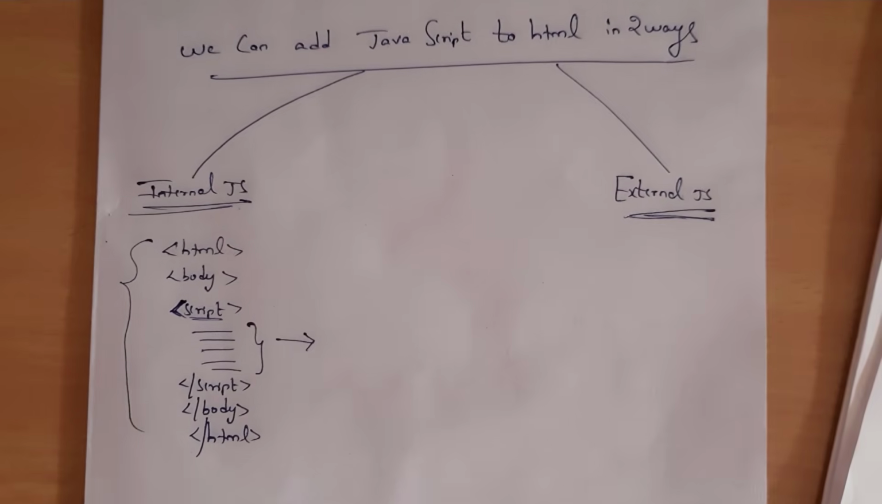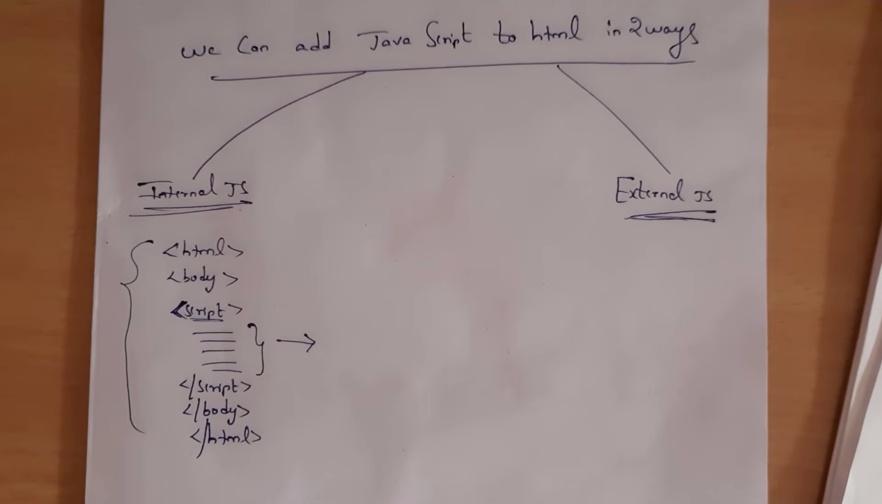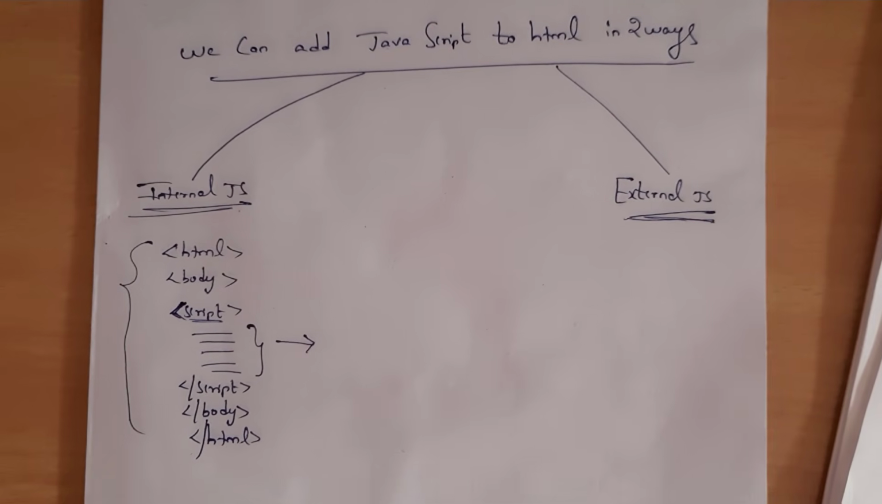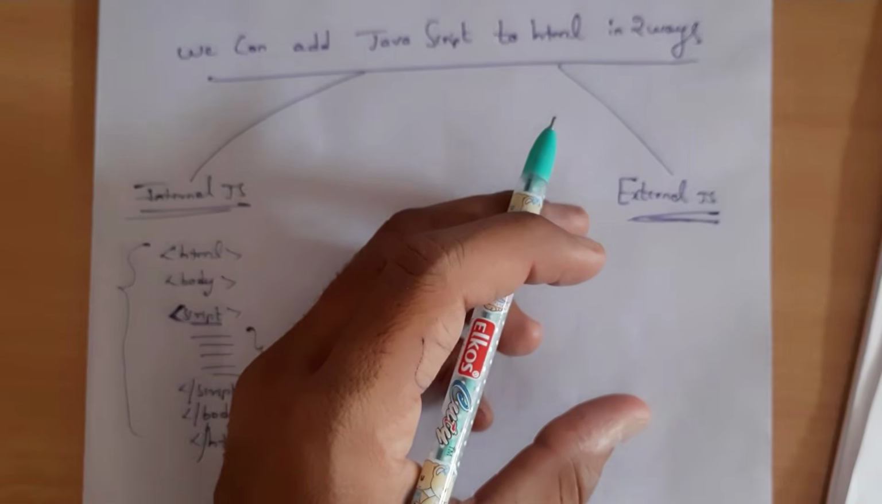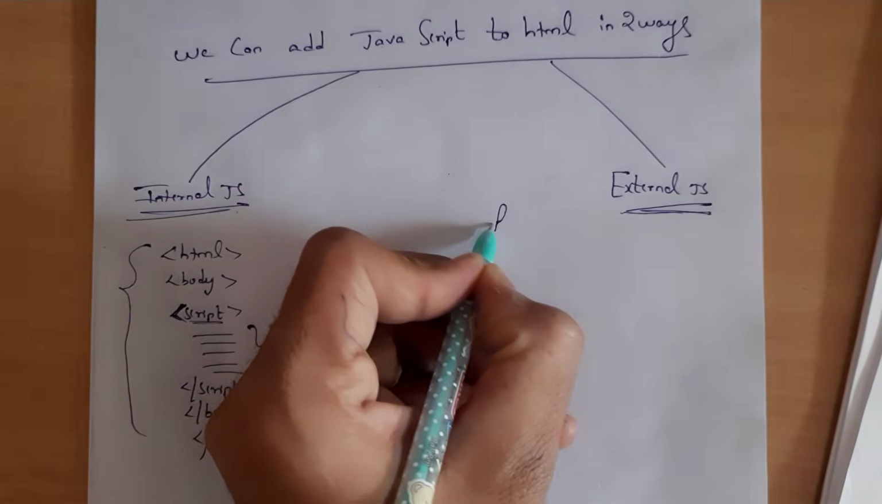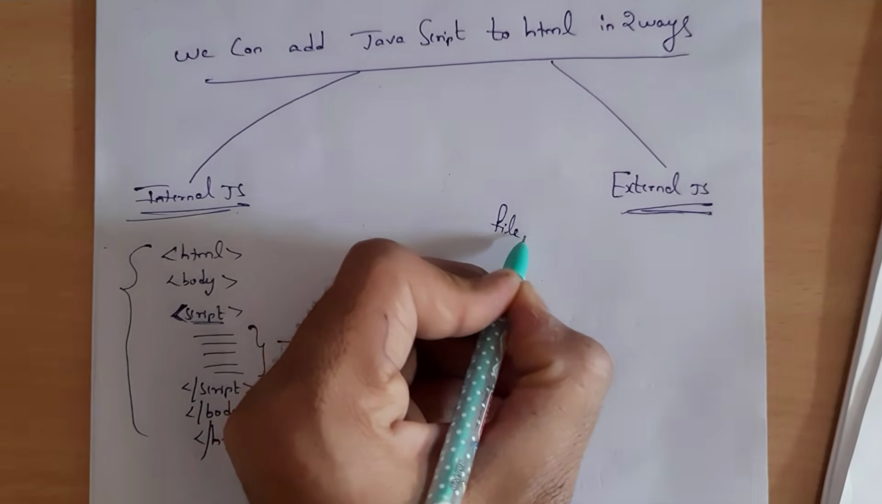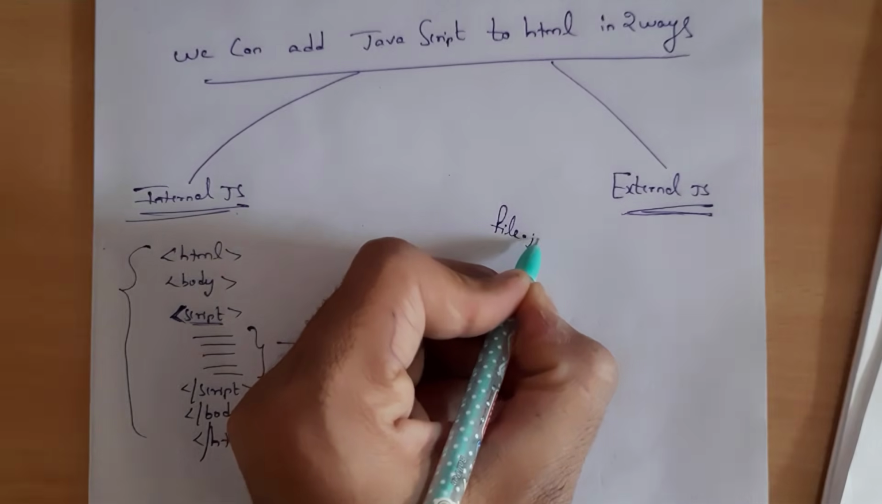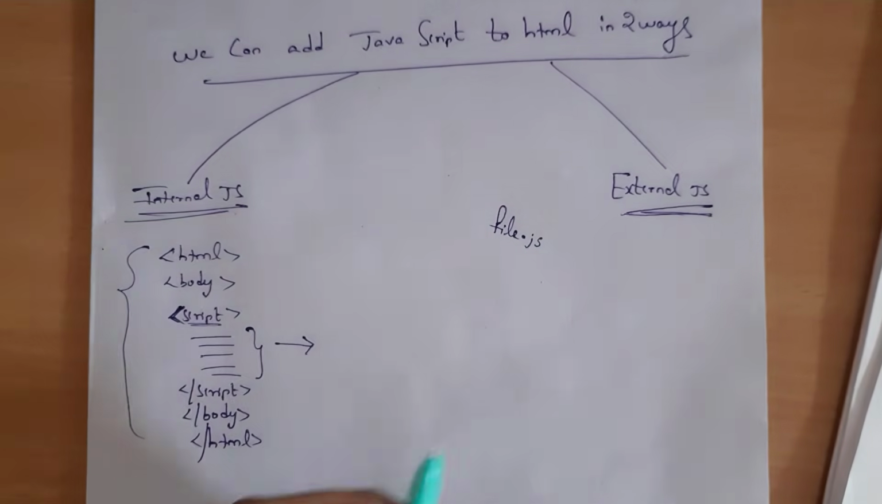Whereas in external JavaScript, we need to write JavaScript in one file and HTML in another file, and at last we need to link both files, and we need to save the JavaScript file with a JS extension. For example, I gave the file name as file, and we need to save this file with a JS extension, where JS stands for JavaScript.